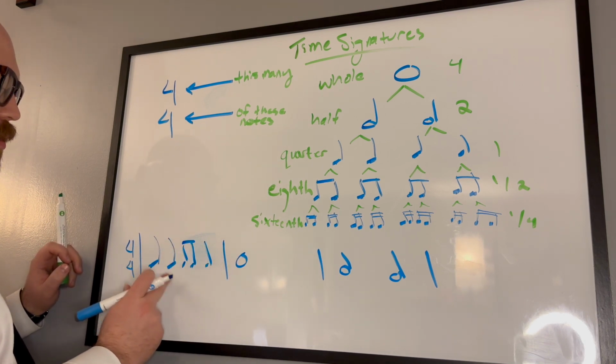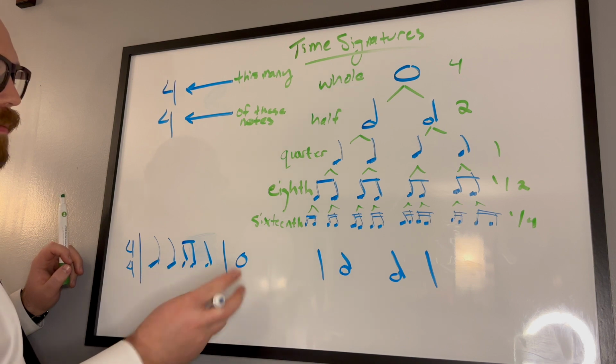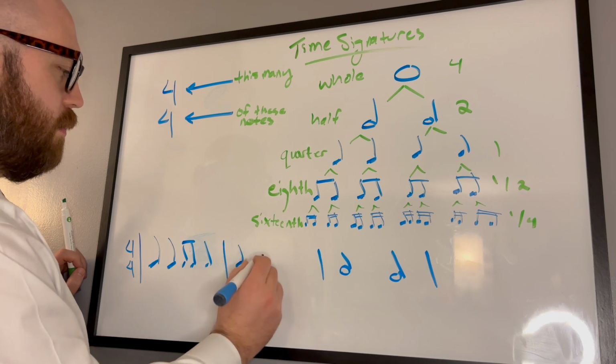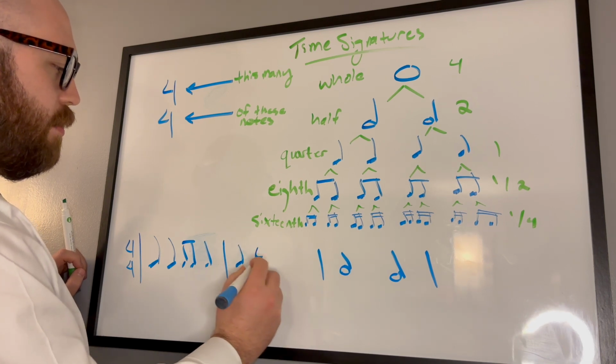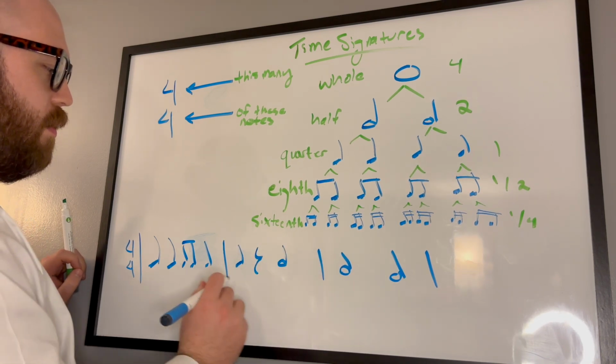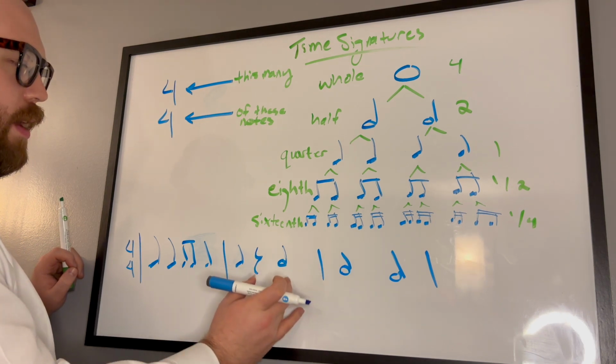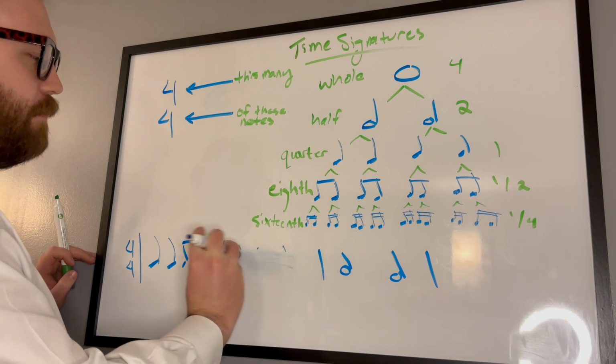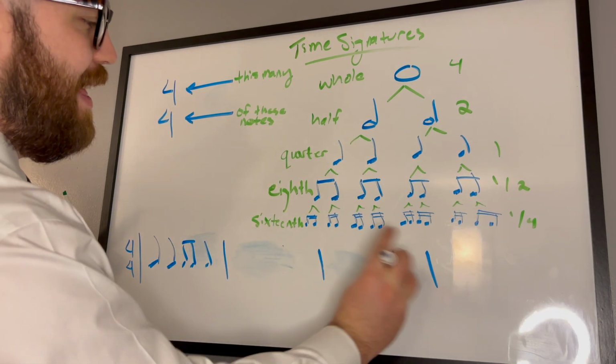Right? 1, 2, 3, and 4 could look like this. That's a rest. 1, rest, 3, 4. Right? So you can mix and match whatever you want. Okay, so that's what that is.